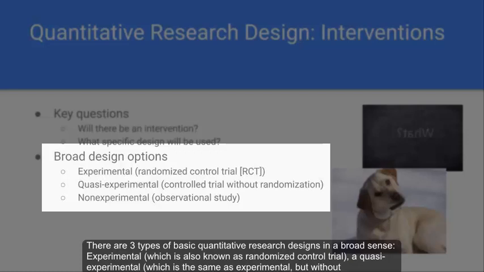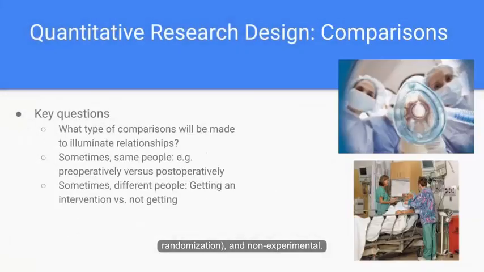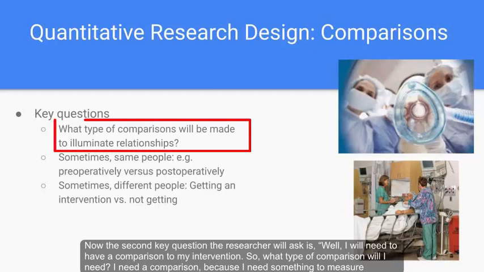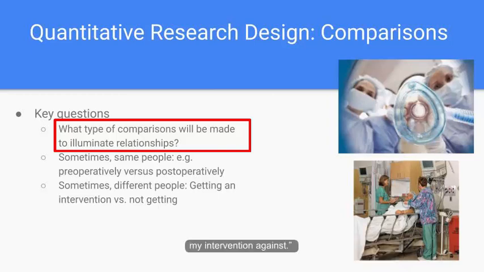Experimental, which is also known as randomized controlled trial, quasi-experimental, which is the same as experimental but just without randomization, and non-experimental. Now, the second key question the researcher will ask is, I will need to have a comparison to my intervention, so what type of comparison will I need? I need a comparison because I need something to measure my intervention against.